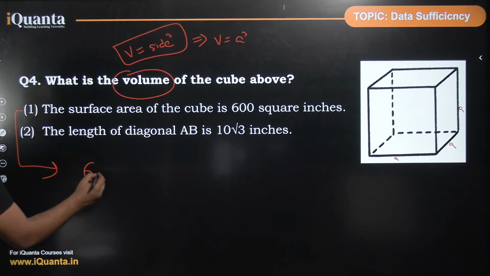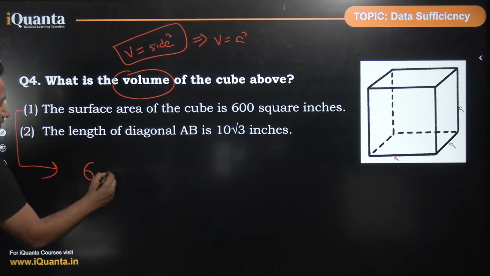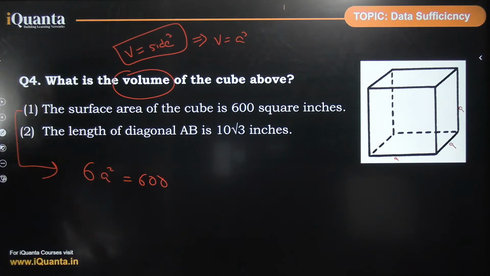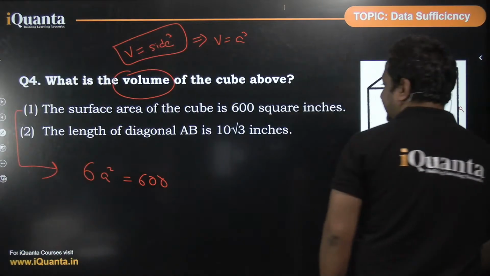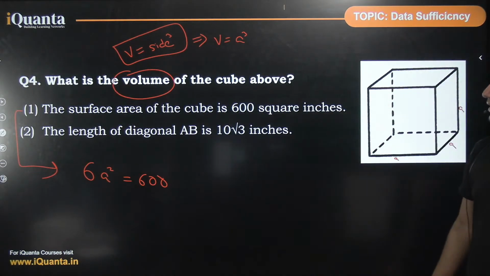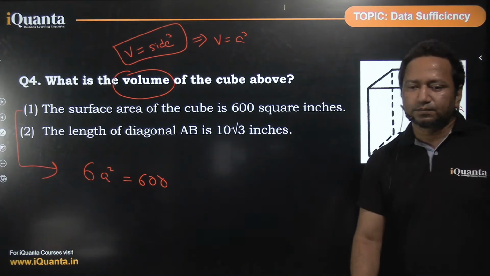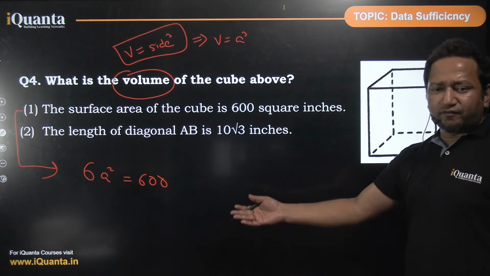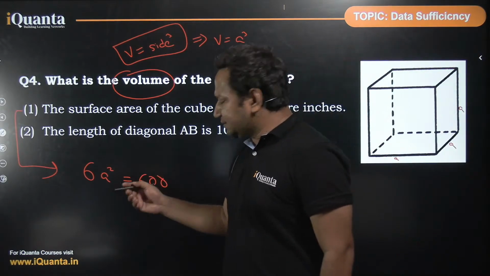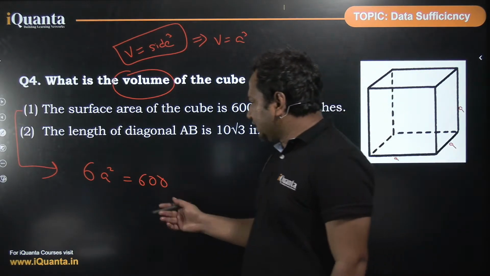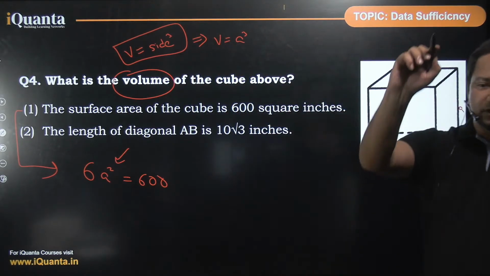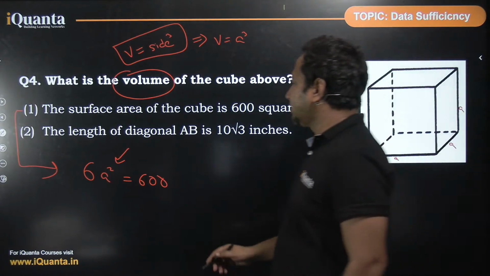So the surface area is basically equal to 6 times the square of side. This will give us 600. All right. So tell me something. Can we find out the answer by using statement 1 alone? Yes or no? We don't have to calculate. This is basically an equation in one variable. We can of course find out its value and put in here and we can find the answer. So statement 1 alone is sufficient.